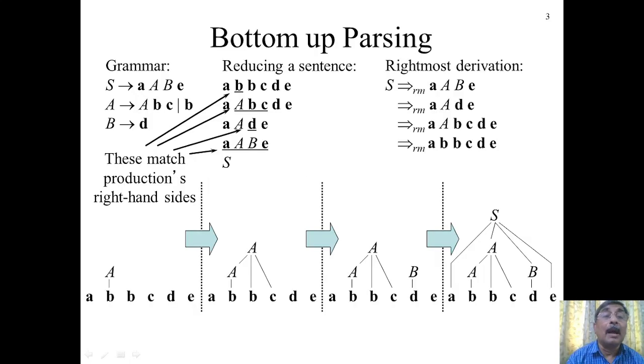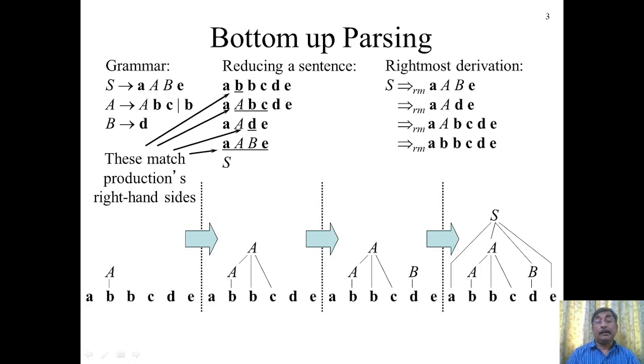See, I have a grammar, very simple grammar, frankly speaking, with four production rules. S produces small a, capital B, small e. A produces capital A, small b, small c, or small b, and capital B produces small d. You understand that the capital italicized letters are basically the non-terminals or the variables, and the bold small letters are the terminals or the characters in the sigma or the alphabet set.